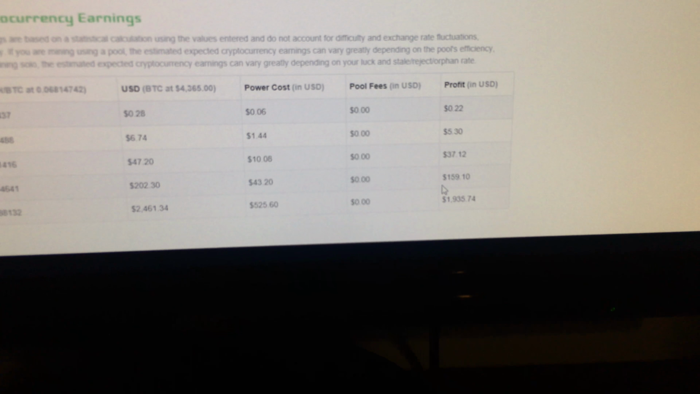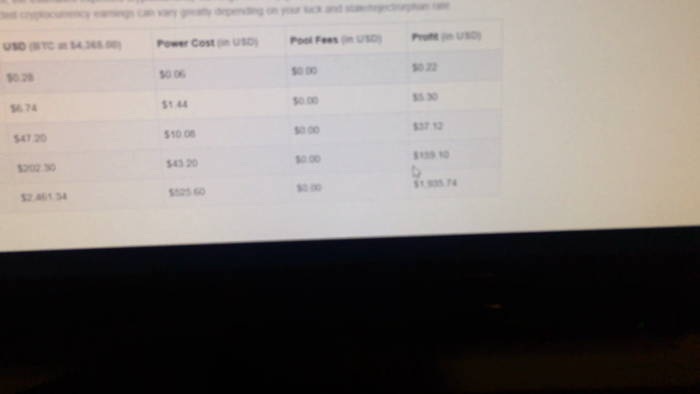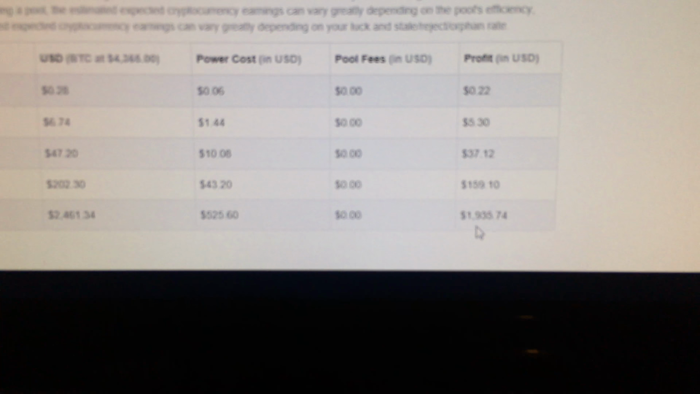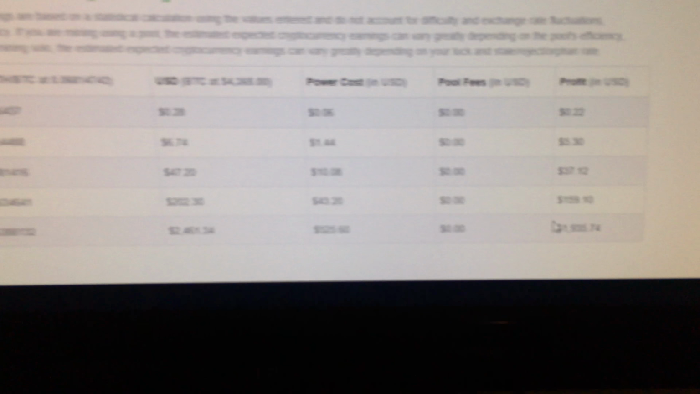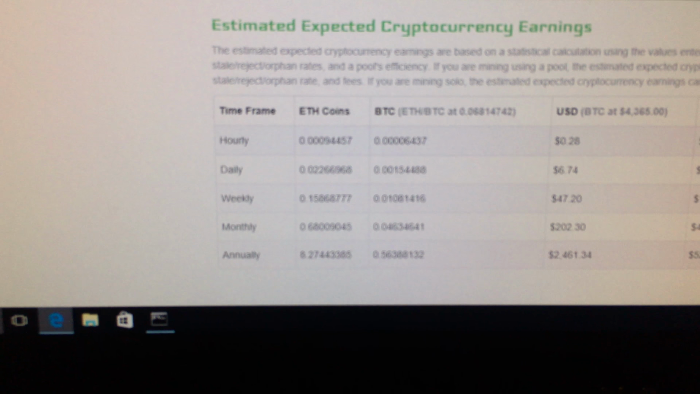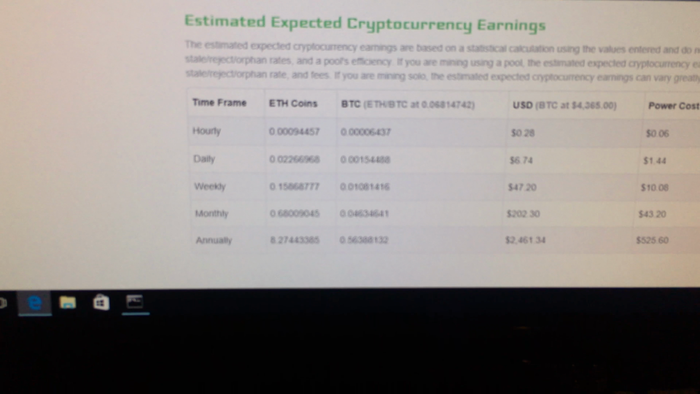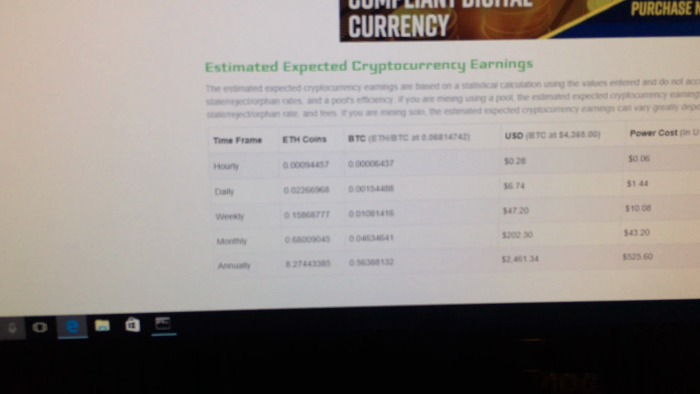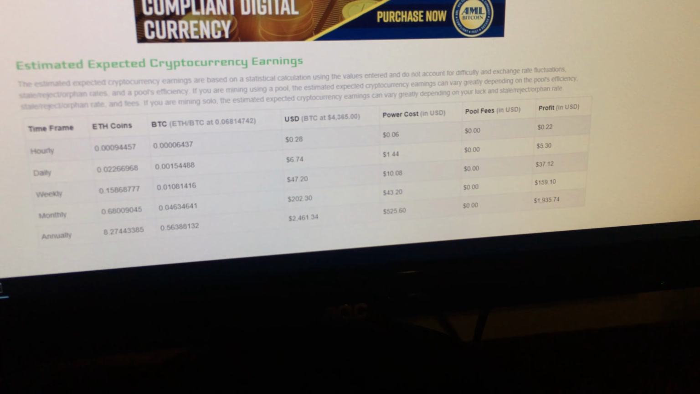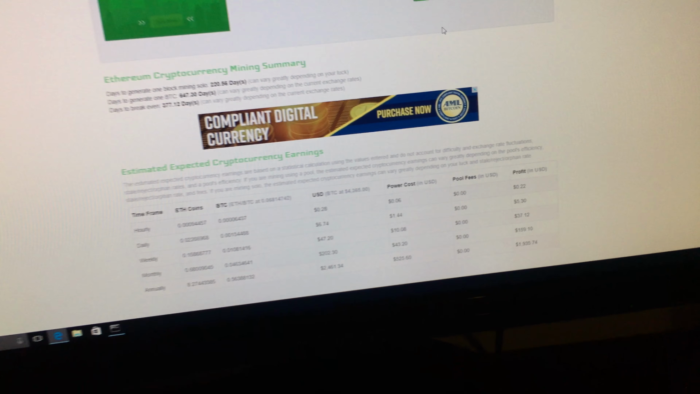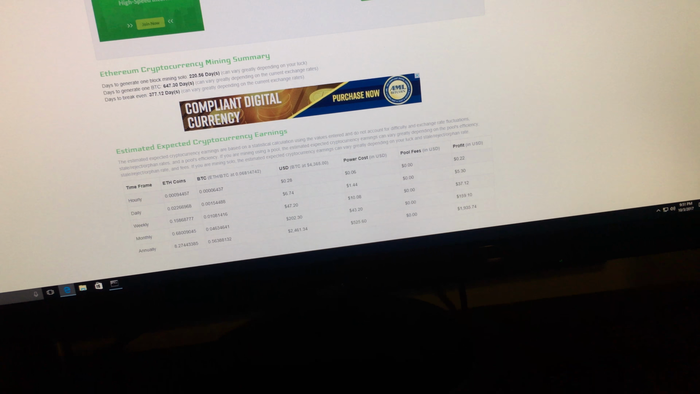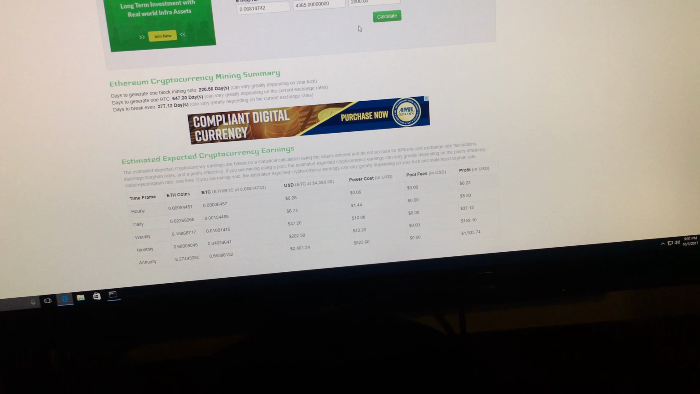Let me focus. There it goes. And on the year, $1,935. So this year I can mine up to 8.27 Ethereum coins. And yeah, guys, this is what you should do with your rigs. It's going to take over a year just to break even, considering that your power cost is this low.